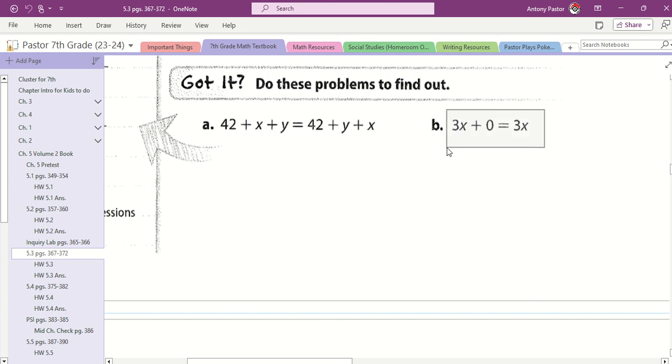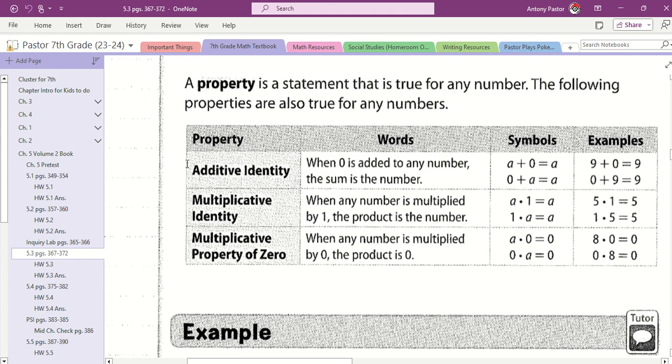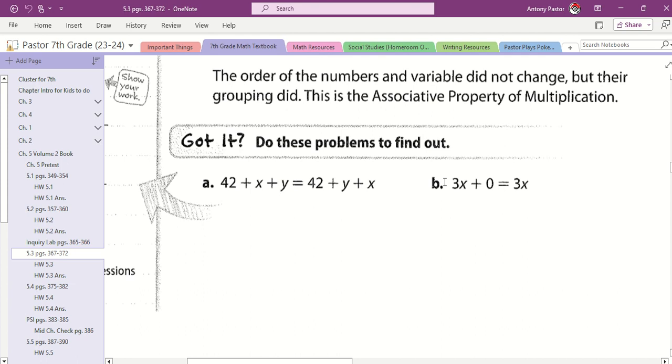3x plus 0 equals 3x. Remember, any number that is added by 0 or added to 0 is still that number. That would be the additive identity property. When 0 is added to any number, the sum is still that number. So 3x plus 0 still equals 3x. That is the additive identity property.